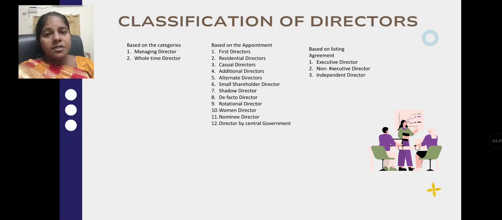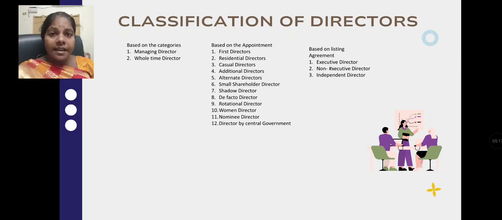Then the casual director. When there arises any vacancy, when will the vacancy arise? Maybe due to resignation of a director, or the director was disqualified because he was insolvent, or because of the sudden death of a director. When a vacancy arises, a director would be appointed to fill this casual vacancy. So then he is called a casual director.